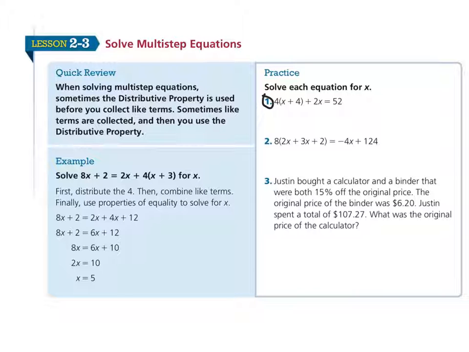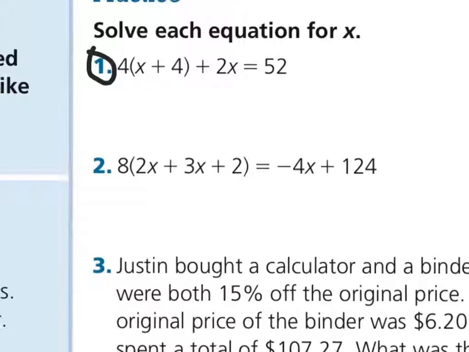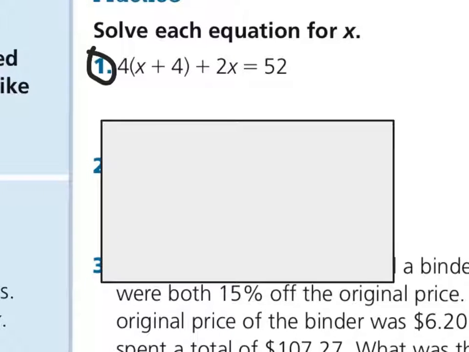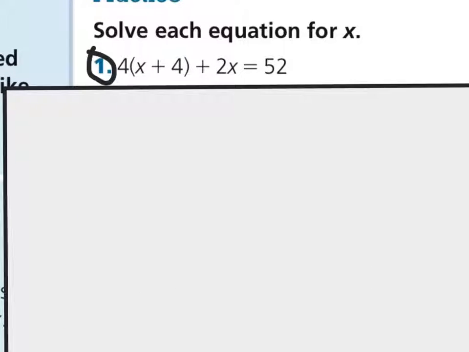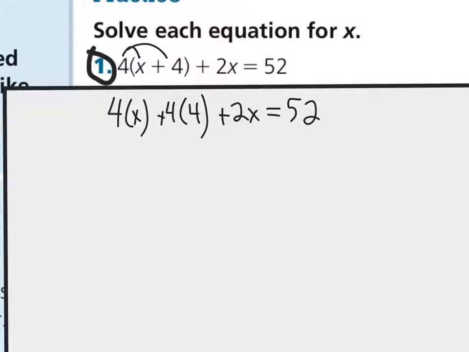Lesson 2.3 is on solving multi-step equations. So number one, the first thing we're going to need to do here is to distribute. Make sure you distribute to everything that's inside the parentheses. So that would be 4x plus 16 plus 2x.